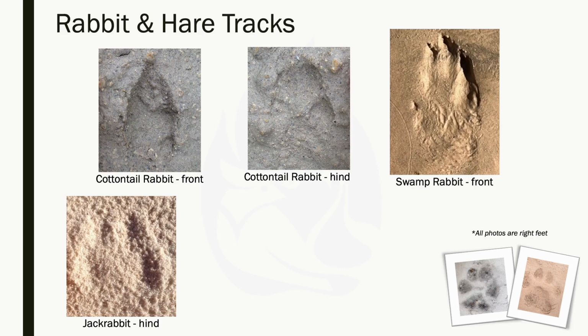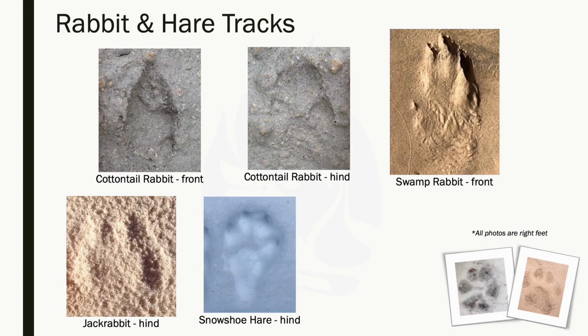Here's an example in the lower left-hand corner of a jackrabbit hind. They're a much larger species, certainly, than cottontails, but the morphology is the same. This is a hind foot, so again, I see 2 toes basically parallel to each other at top, and then 2 outer toes on either side of it. This is a snowshoe hare. This is also a hind foot, same configuration.